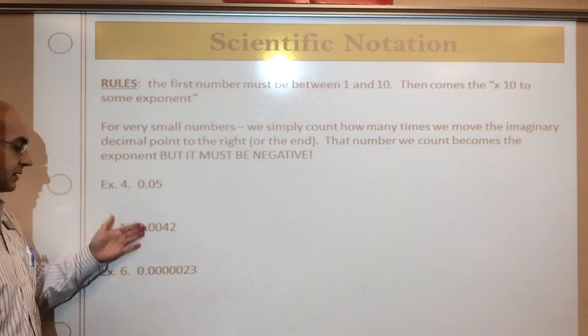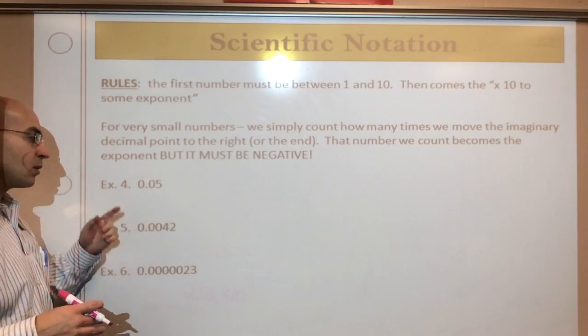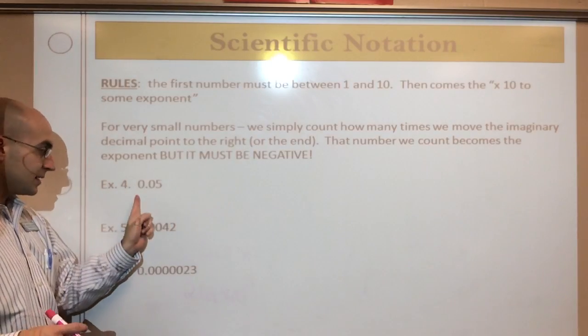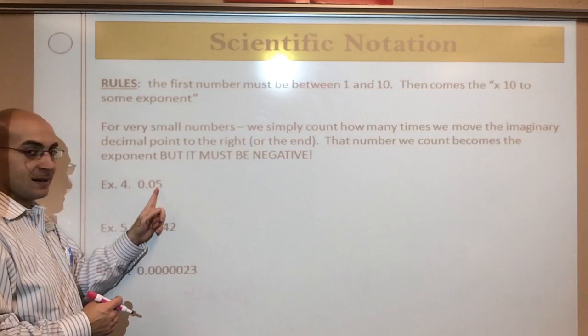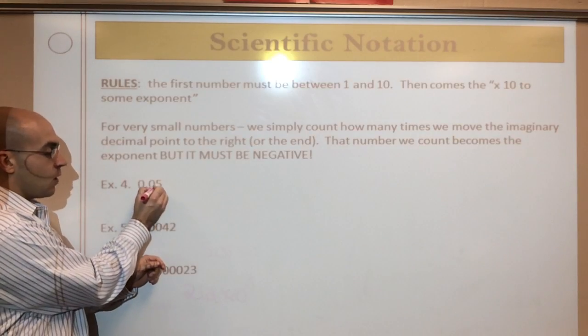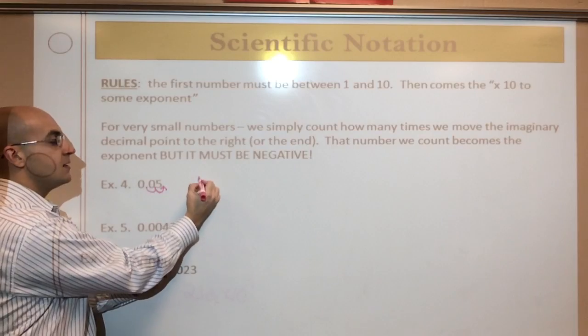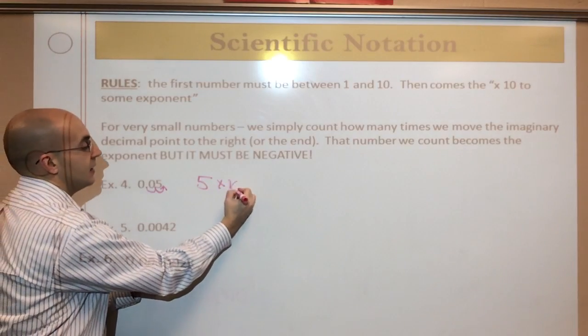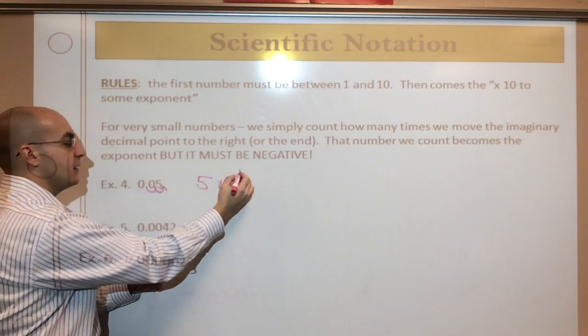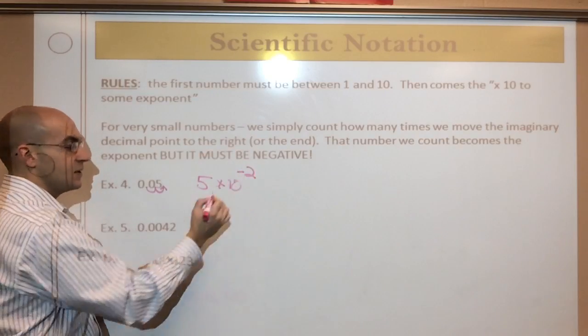Now, it's the same process. We just move the decimal, but we're moving the decimal to the right now because the decimal's already past that number. I'm going to move this 2 places to the right. So 5 times 10, right? I moved it 2 to the right, so this is going to be a -2.